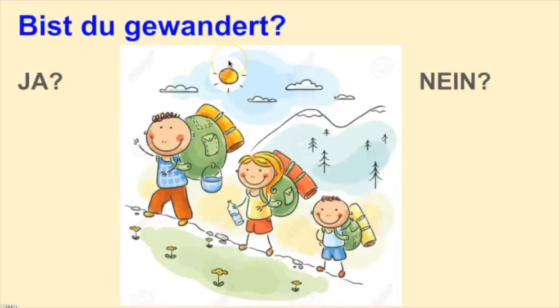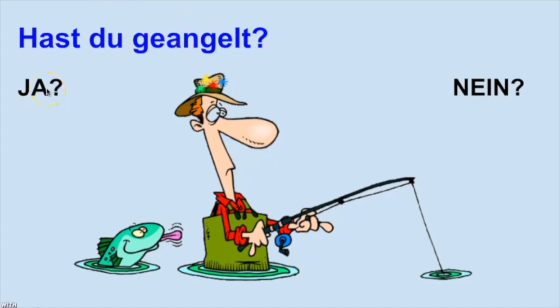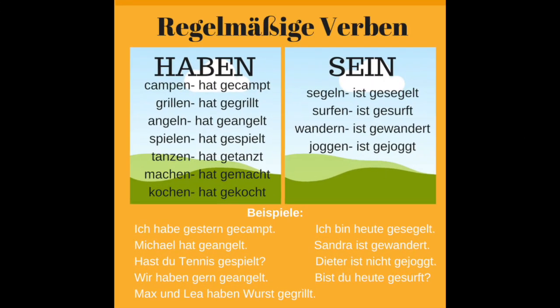So if we are doing class activities where you hear this question, you need to answer in a complete sentence. If you hear bist du gewandert, you would answer with ja, ich bin gewandert, oder nein, ich bin nicht gewandert. Hast du geangelt? Ja, ich habe geangelt. Nein, ich habe nicht geangelt. I look forward to class activities in this unit where you will be using these questions and answers.